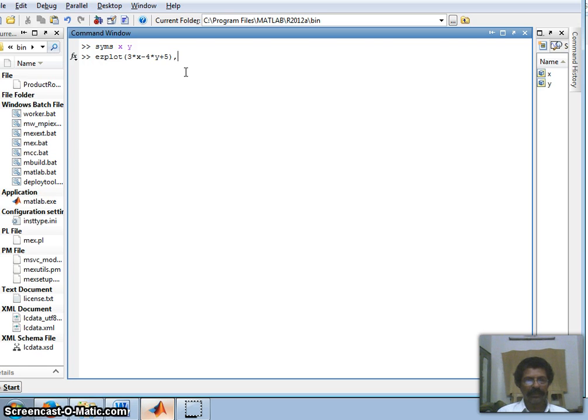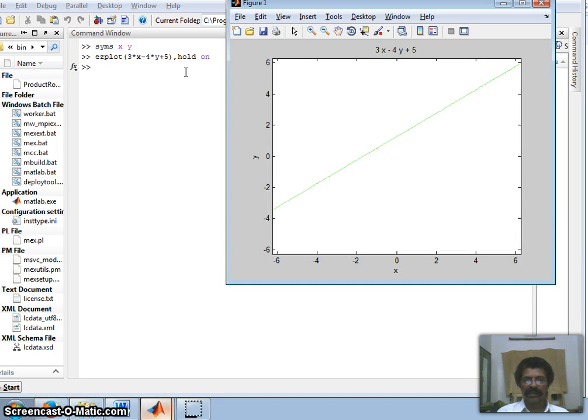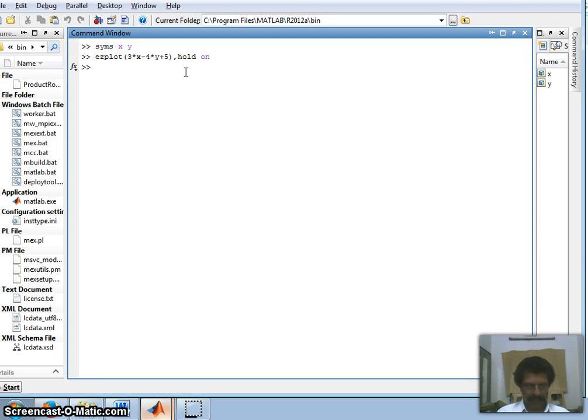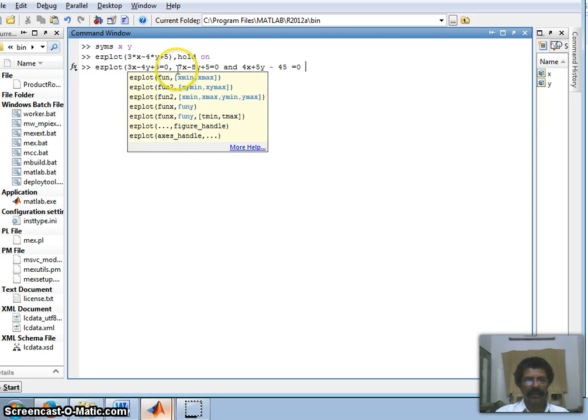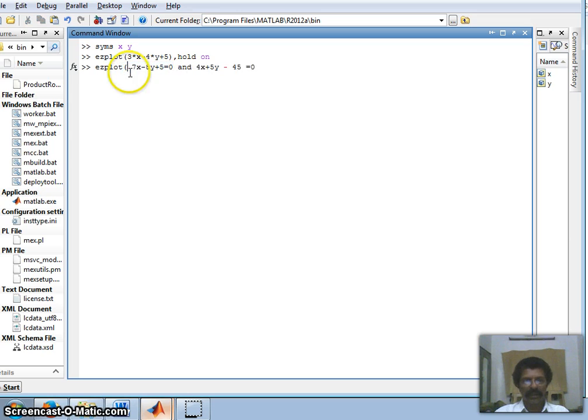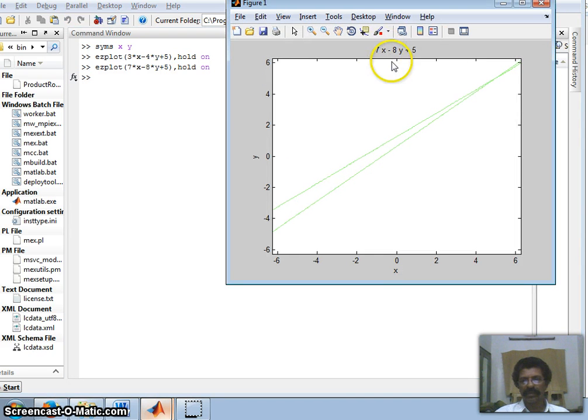Then I keep this, hold on. So this is the first line. Then for my second line, I plot the second equation. Again I cut and paste. I take the second line only and remove these things. My second equation is 7 multiplied by x minus 8 multiplied by y plus 5. As usual I avoid 0. This also I keep the figure on. So these are my two straight lines.